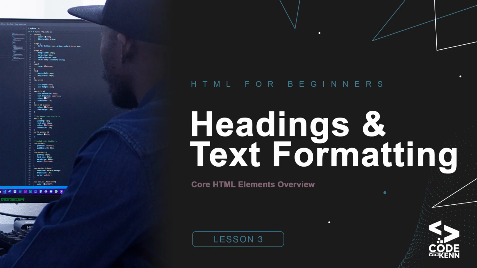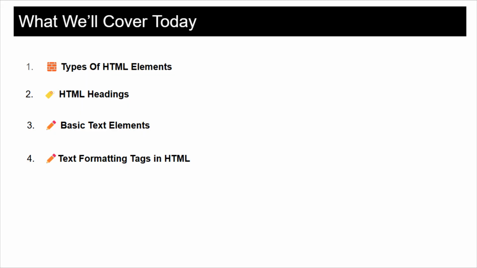Today, we are going to cover 4 topics. The first one will be types of HTML elements. The second one will be HTML headings. The third one will be basic text elements. And the fourth one, which is the last one, will be text formatting tags in HTML.